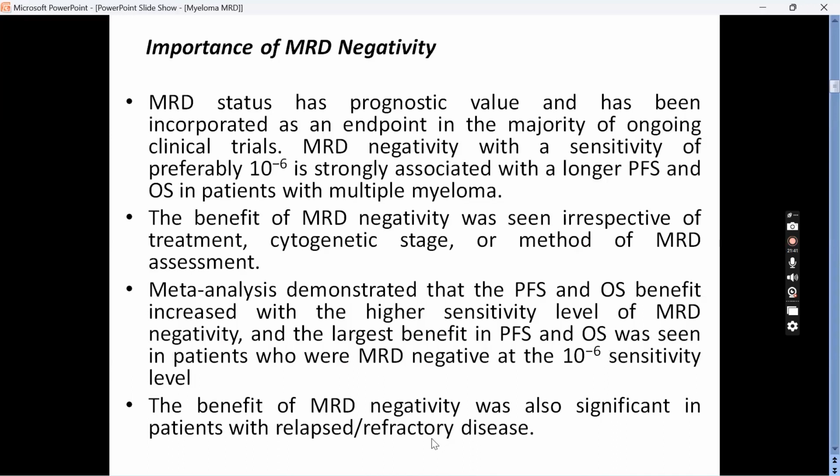The benefit of MRD negativity was also significant in patients with relapsed refractory disease. So even if it's a relapsed myeloma or a refractory myeloma, if they are MRD negative, they had a better outcome. So these are some of the important indications of the importance of attaining MRD negativity in the context of myeloma.